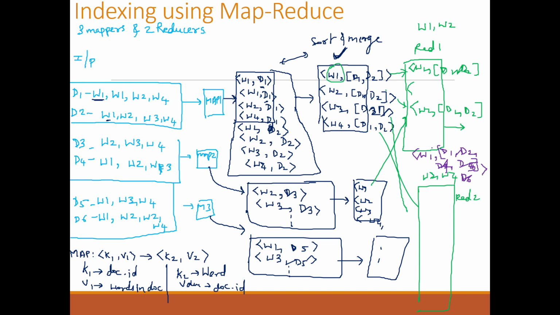Okay, so this is the output of W1. Similarly, you will also have output for W2. It will be present in D1, D2, D3, D4 and D6. Similarly, you will be getting the output about W3 and W4 from here.